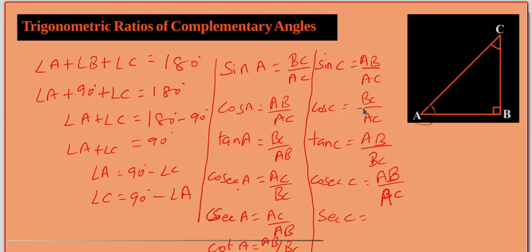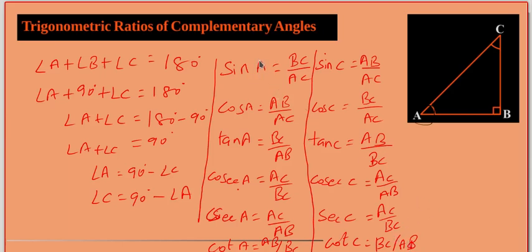Cosecant C is the reciprocal of sin C, so it is AC divided by AB. And secant C is the reciprocal of cos C, so it is AC divided by BC. Next, we get cot C from tan C. Cot C is the reciprocal of tan C, so BC divided by AB.